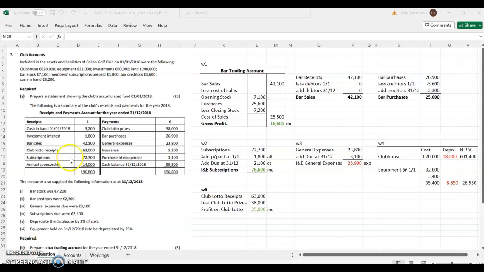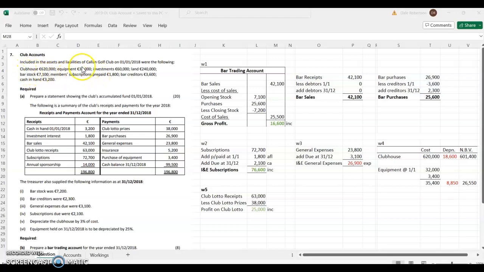Hi, this video is going to look at how to do an ordinary level club account question. We're going to look at the 2019 ordinary level club account question for Callan Golf Club. So the structure and the layout of any club account question is the same.